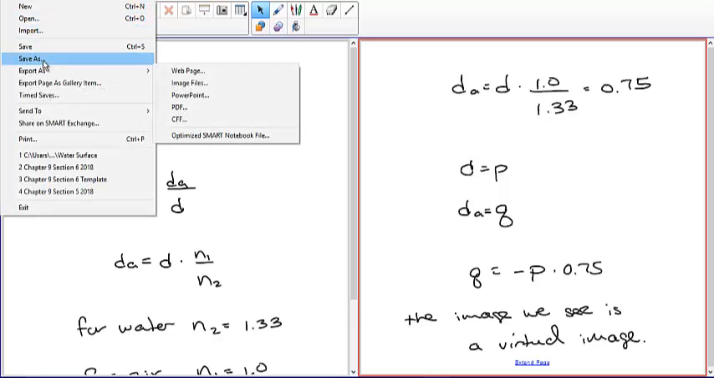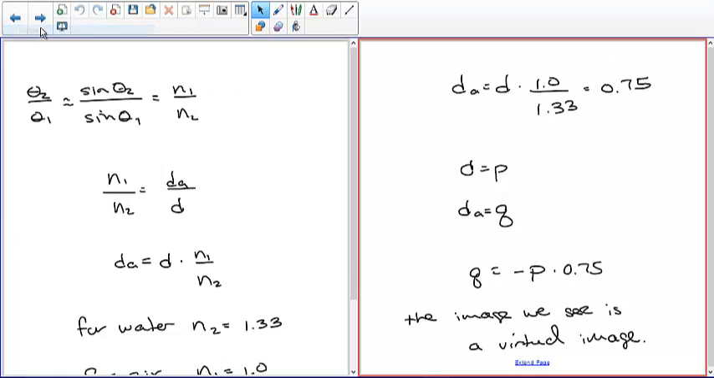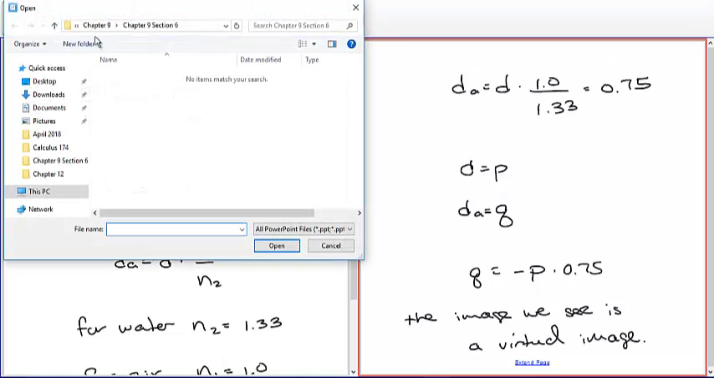Okay, so we're going to move on, move back again. We're going to move to chapter 10. So this is thermal physics.